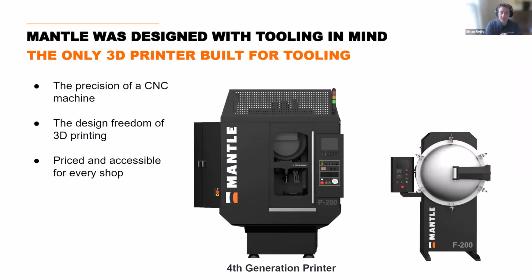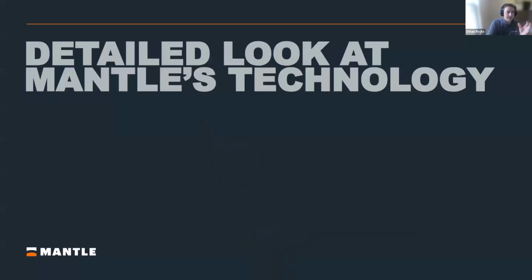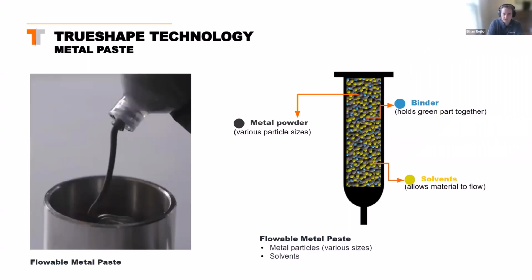Mantle's printer was designed with tooling in mind. We like to say that this is the only metal 3D printer that was designed specifically for printing of tooling. It offers the precision of a CNC machine, the design freedom of a 3D printer, and it's priced and accessible for every single shop. You can see our printer here on the left and our furnace on the right. I'm going to talk a little bit about how this technology works, because it's very important to understand how our technology works to understand how our software integrates with that.